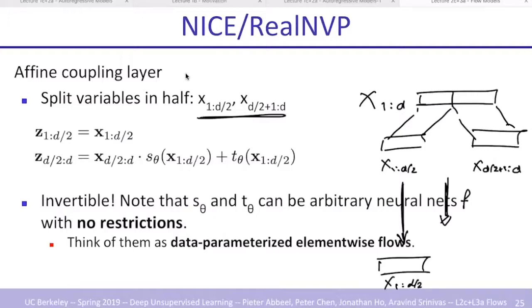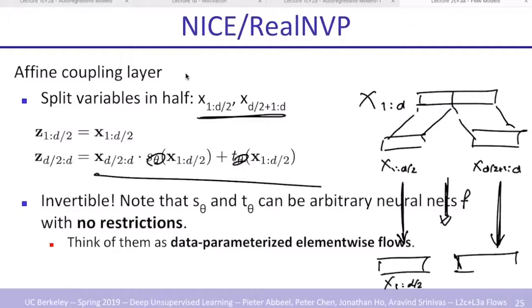But the second part, this portion, we're going to change a bit. We're going to apply an affine function to it. But this affine function is a bit different, where the scale parameter and the bias term are going to be trained as a neural network. They are parameterized by something. We're going to output this as our new z d over 2 plus 1 to d.